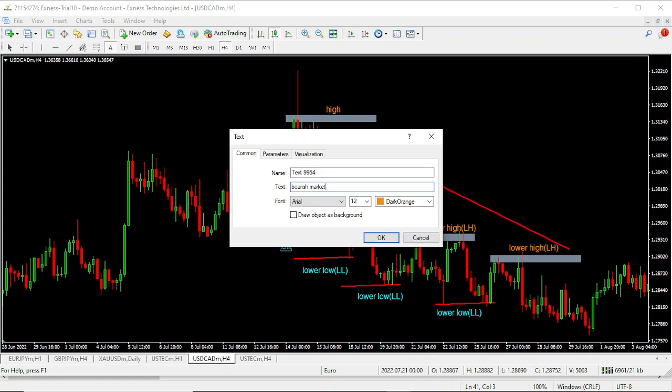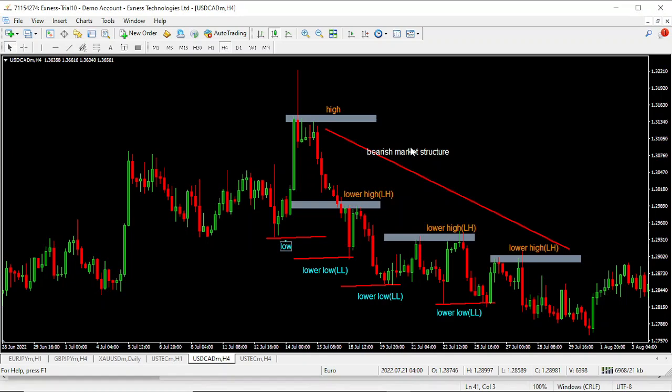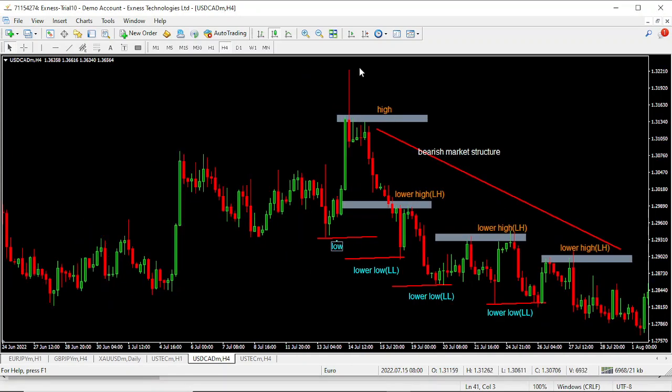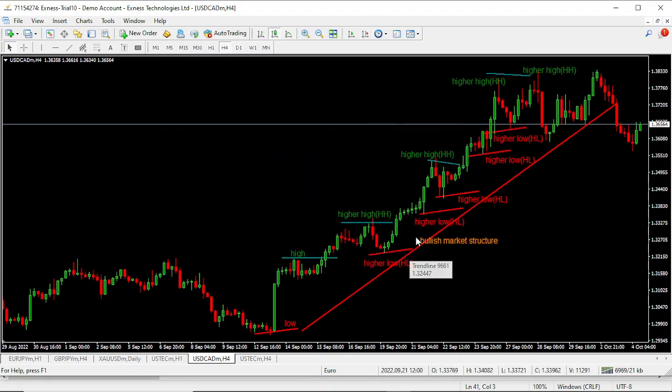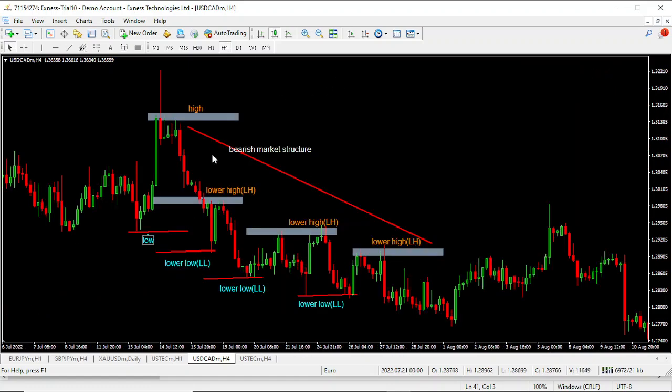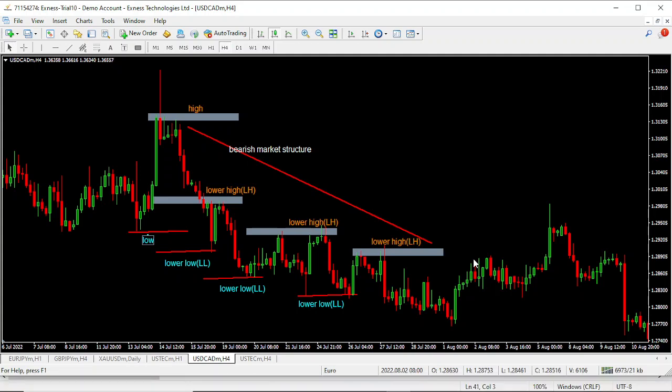This is our bearish market structure. So this is the difference: a bullish market structure has higher highs, higher lows, higher highs, higher lows, while a bearish market structure has lower lows, lower highs, lower lows, lower highs, lower lows, lower highs. So that's how you get your bearish market structure.